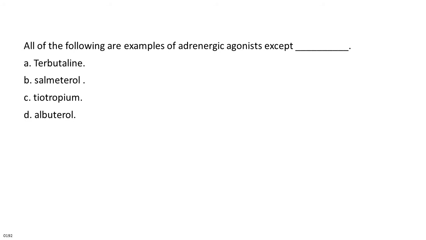Beta-2 adrenergic agonists stimulate beta-2 adrenergic receptors, causing smooth muscle relaxation in the bronchial passages. Tiotropium, trade name Spiriva, is an anticholinergic bronchodilator.